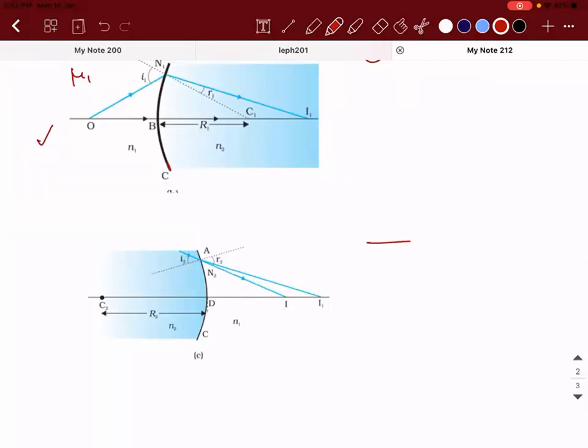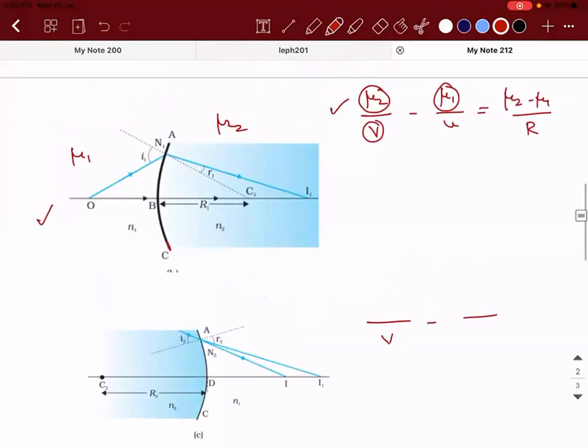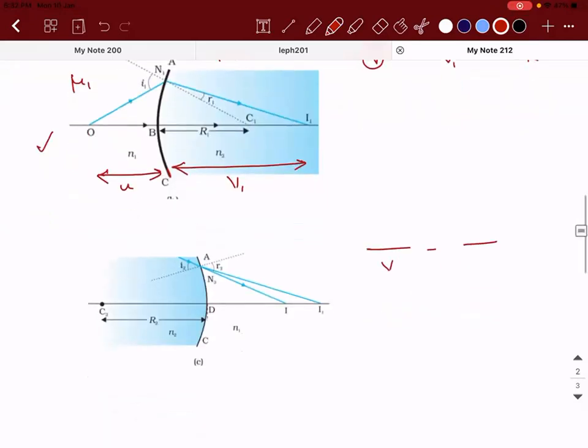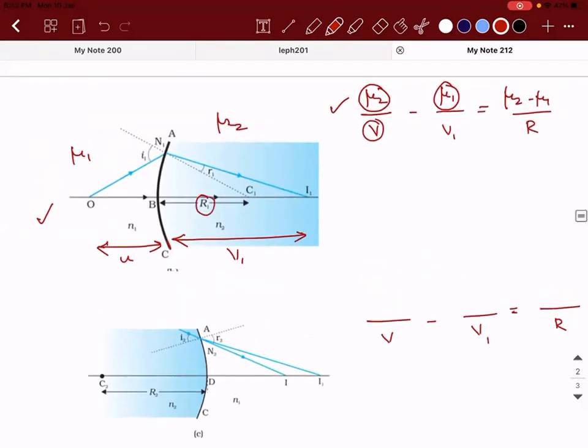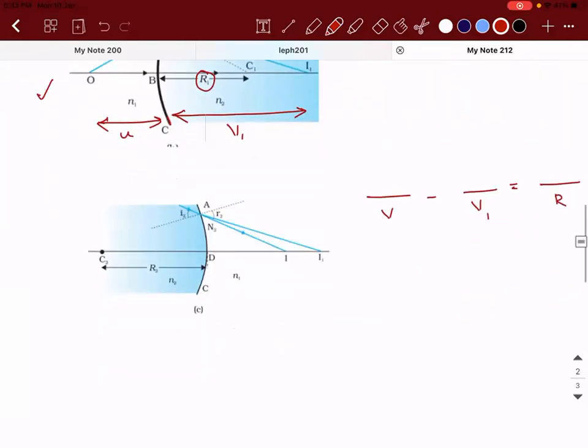In a similar way, this divided by V minus this divided by, actually one correction. If I call this distance as V1 and this distance as U, okay, the correction I need to make here is something divided by V1. So remember the formula, something divided by image distance minus something divided by object distance, that is mu1, so V1 will be equal to something divided by the radius of curvature. So here, if you observe, the radius of curvature of the first surface is taken as R1, the radius of curvature of the second surface is taken as R2.